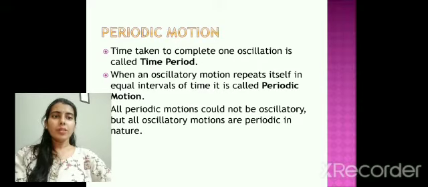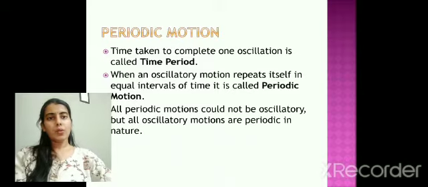When an oscillatory motion repeats itself in equal intervals of time, it is called periodic motion. All periodic motions are not always oscillatory, but all oscillatory motions are periodic in nature because they are repeating themselves.